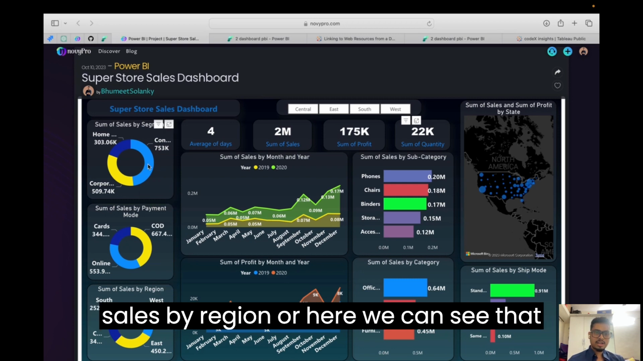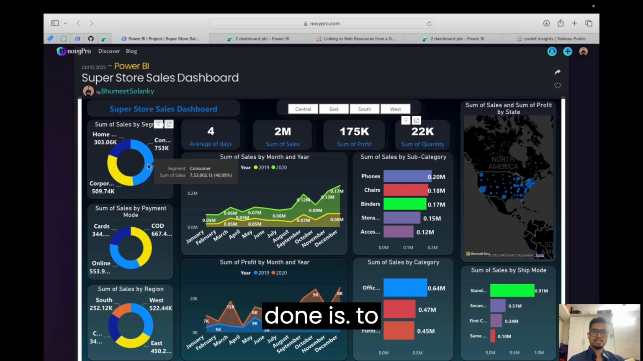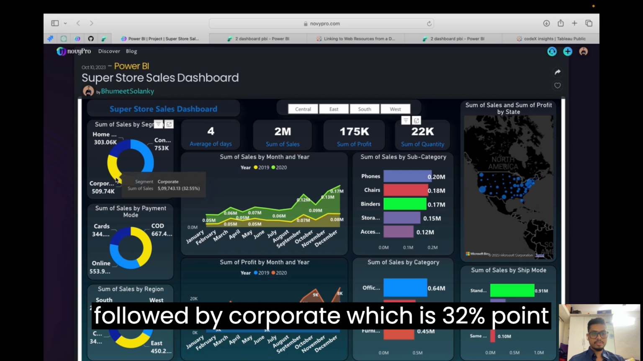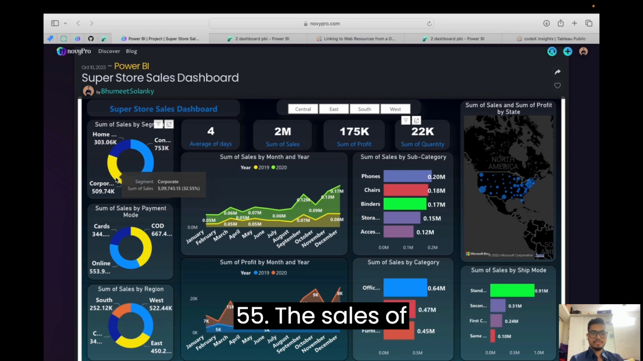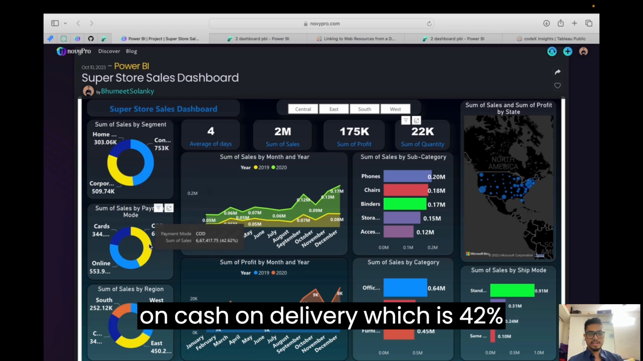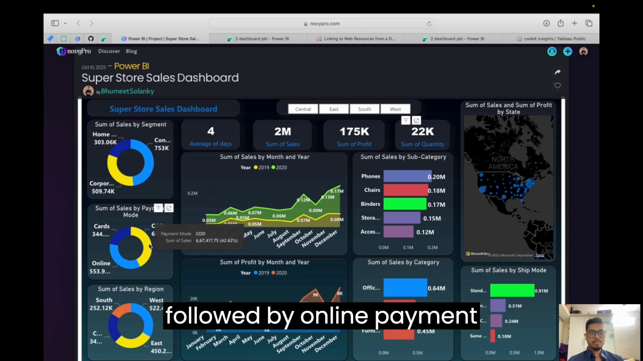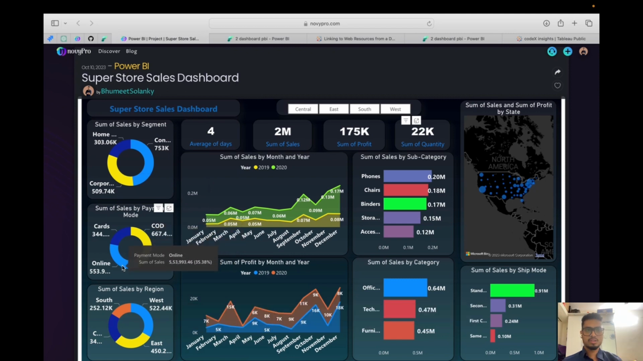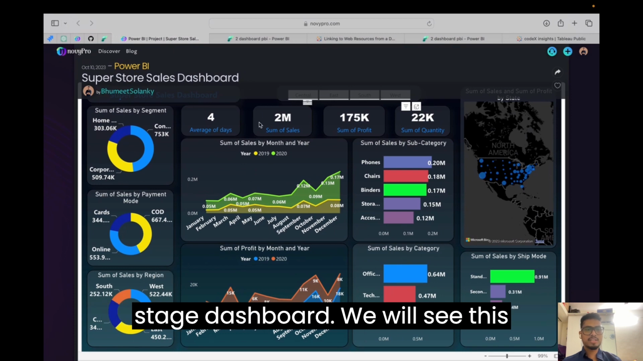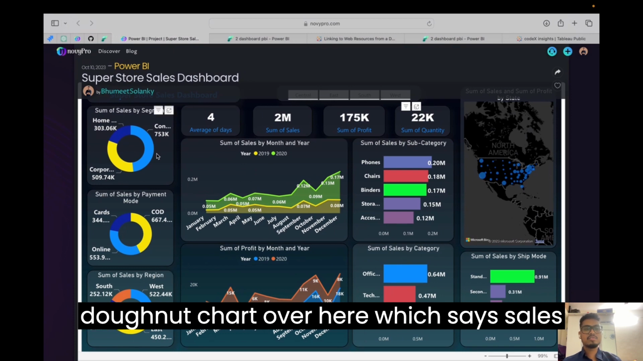Over here we can see that the highest number of sales which we have done is to consumer, which is 48%, followed by corporate, which is 32.55%. The sales by payment which we have done the most is on cash on delivery, which is 42%, followed by online payment, 35%. To get the insights from this particular sales dashboard, we will see this donut chart over here, sales by segment.